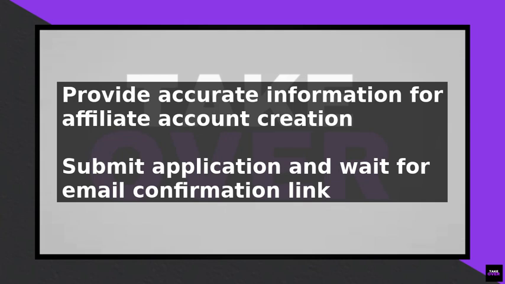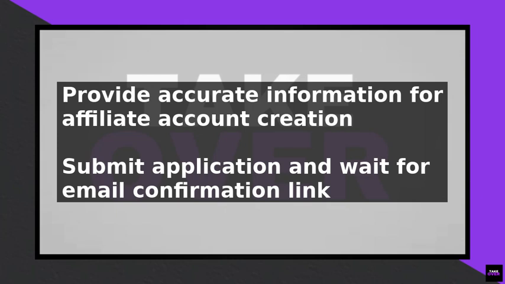Next, click on the Join Now button to begin the application process. You will be asked to provide some basic information, such as your name, email address, and website URL. Make sure to provide accurate and up-to-date information, as this will be used to track your affiliate account and pay your commissions. Once you have submitted your application, you will receive an email with a confirmation link.